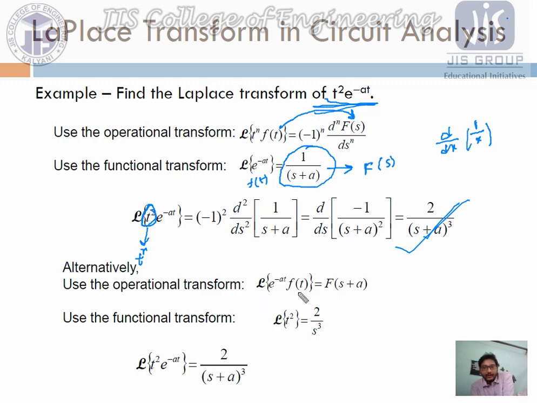Alternatively, we can also write that the Laplace of e to the power minus at f of t is F of s plus a, and we know for t square it is 2 by s cube. Similarly, here instead of t there is t square into e to the power minus at, so you can directly put the value. It is better to go step by step the first time, and if you are habituated, then you can directly put the value. No problem at all.